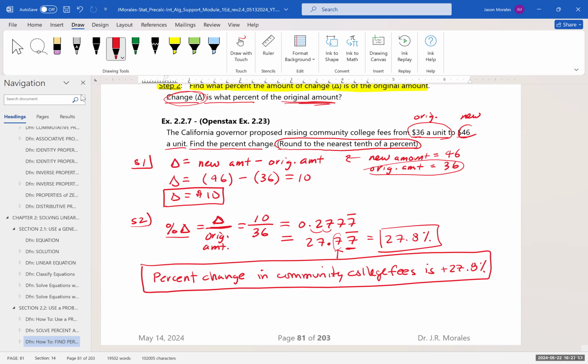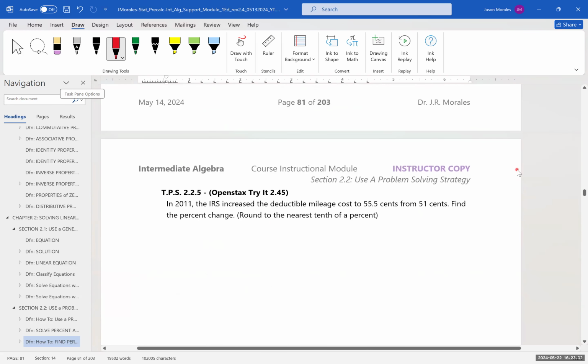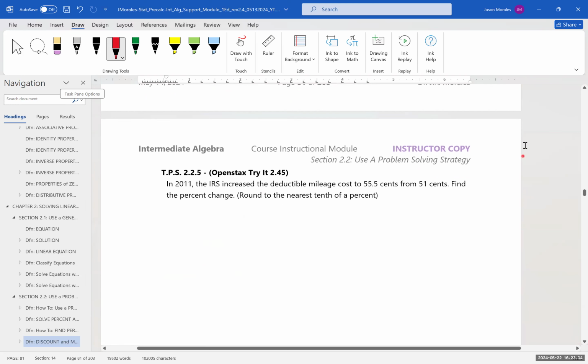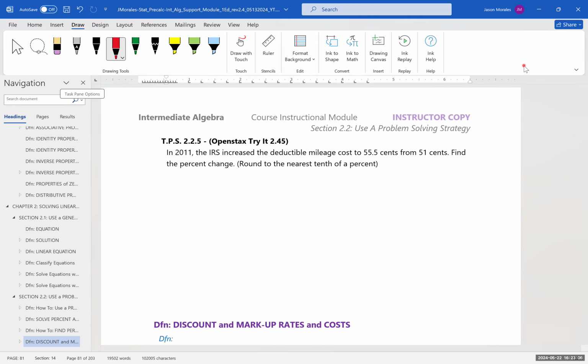All right, let me give you the answer for the next think-pair-share, and you can give that a try. And we'll go through it together after this video. So the percent change you should calculate is 8.8%. All right, give that a try.